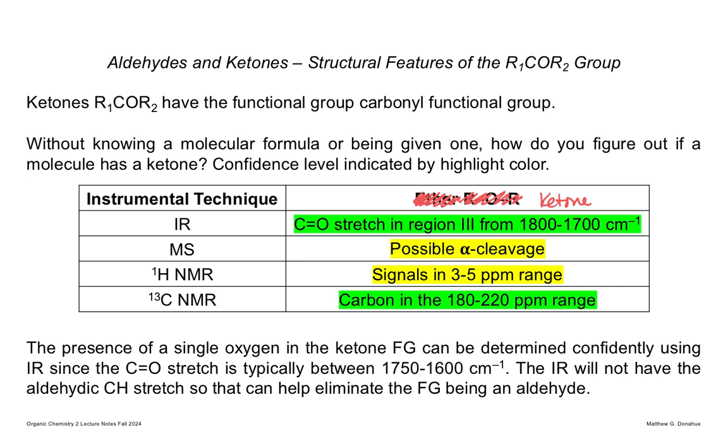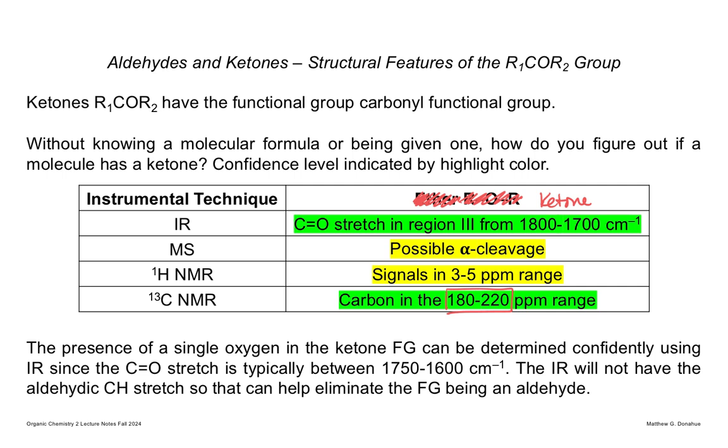Ketones, you'll see the carbonyl stretch from 1800 to 1700. But what is tricky with ketones is that that's sort of the same region you'll see for esters as well. So an aldehyde is kind of easy to spot. Carboxylic acid is easy to spot. Amides, their carbonyls are below 1700. So ketones and esters are sort of the tricky ones. Your carbonyl, again, the same region, 180 to 220.